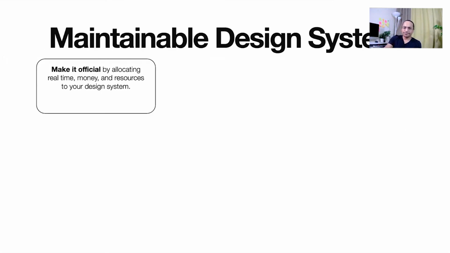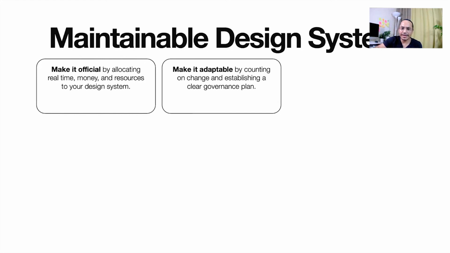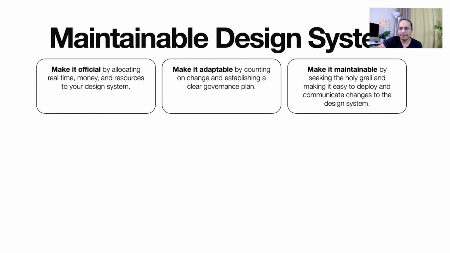If you have the design system and if you are maintaining it, how do you maintain it? How can you increase the effectiveness? You can increase the effectiveness of this system by making it official, okay? And whenever doing this, make use of some senior person from the senior management. So make it official by allocating real-time money and resources to your design system. Make it adaptable by counting on change and establishing a clear governance model, and make it maintainable by seeking the holy grail and making it easy to deploy and communicate changes to the design system.